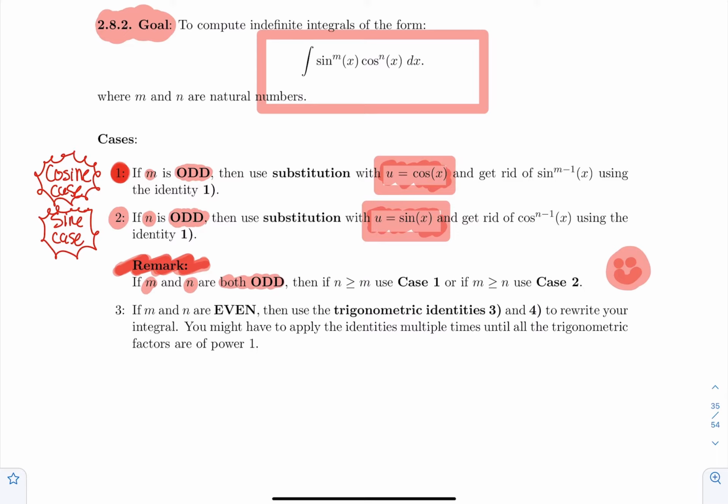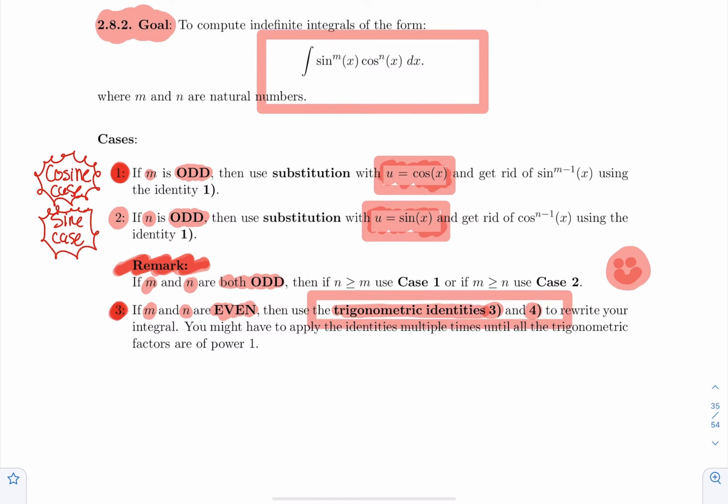But there's, of course, the harder case. What happens if both powers of sine and cosine are even? And of course, if one of them is missing, that's considered to be power 0, which is an even case. So when both powers are even, things are a bit trickier. You have to use the trigonometric identities 3 or 4, depending on how many powers of sine or cosine you have, in order to rewrite your integral.